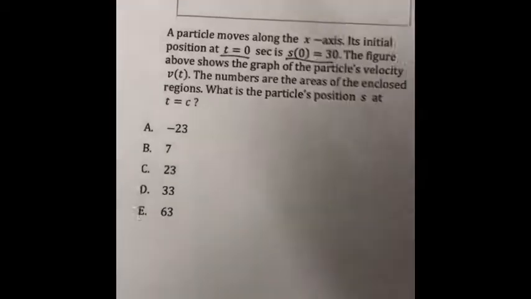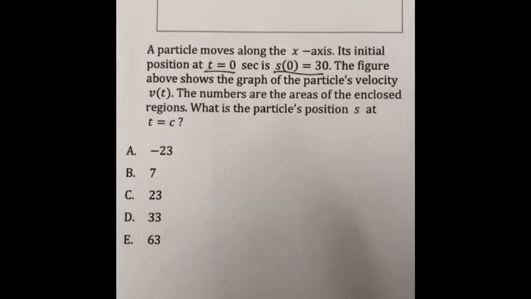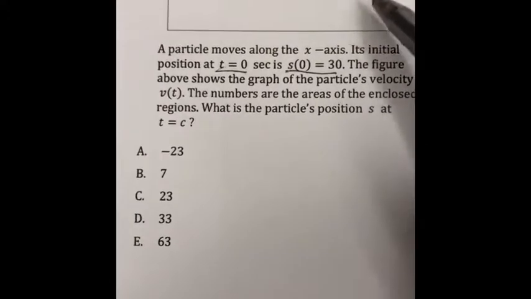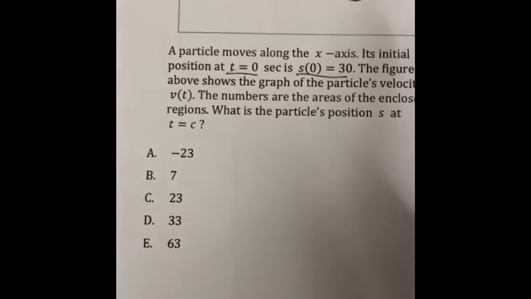Hello, I'm Saif Ahmed, and now I'm going to solve this question, which asks about the particle position at the time c here. And we know that the initial position was 30. To find the particle position at t equals c, first we should find the displacement.